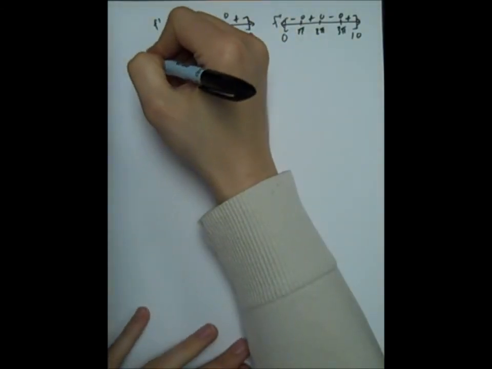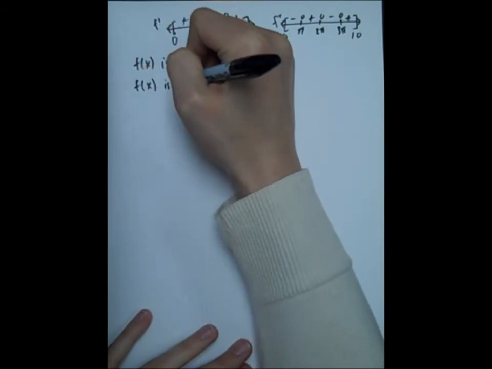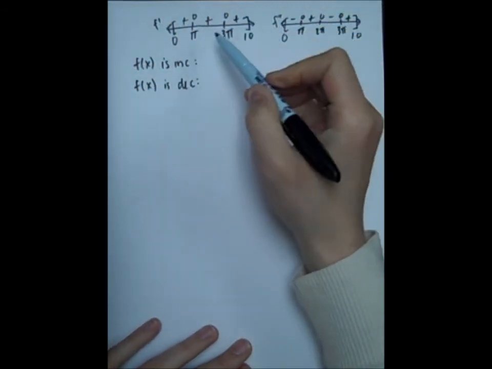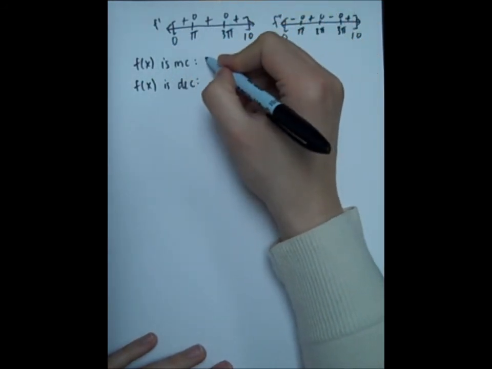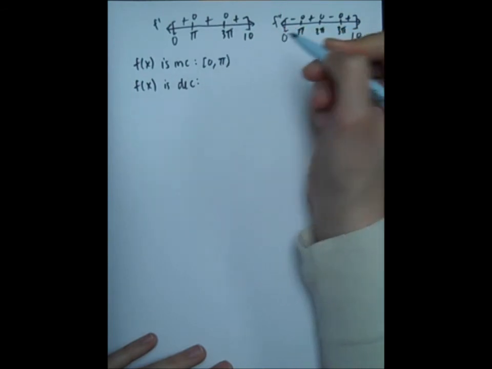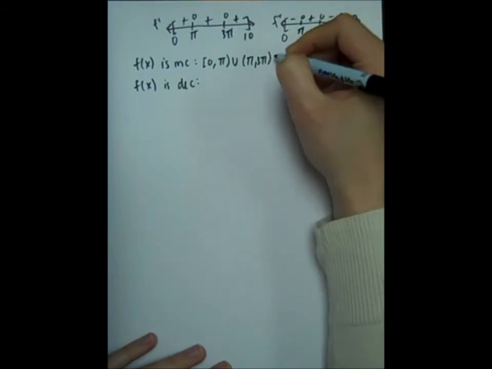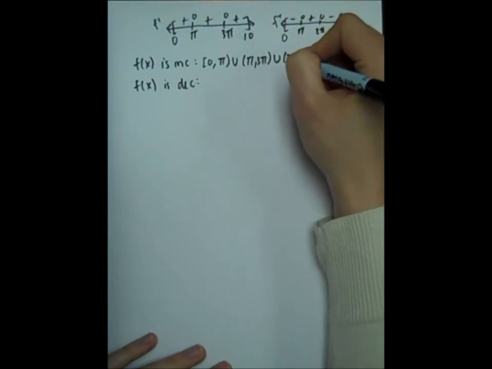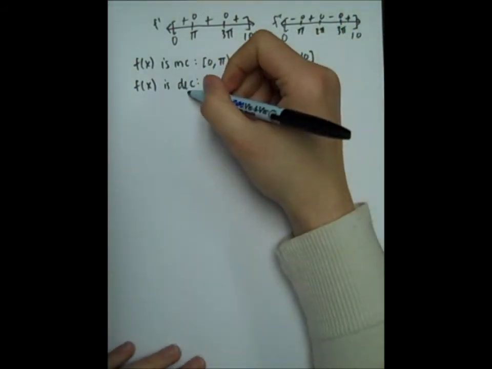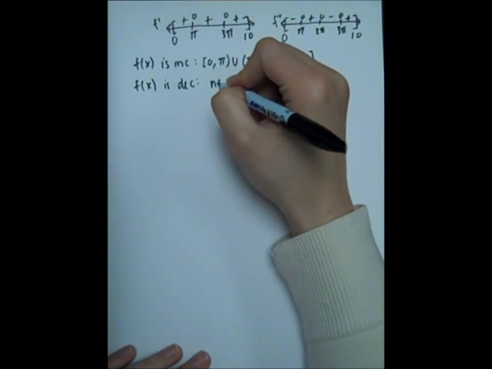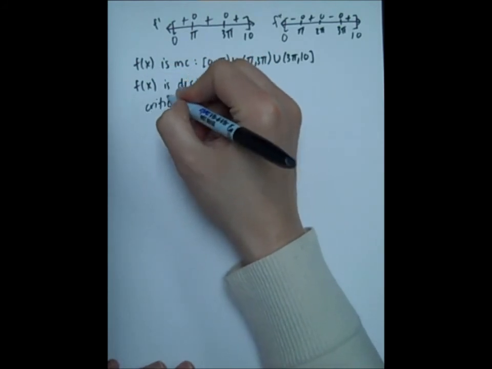Okay, so first, let's look at increasing and decreasing. Increasing means where is the first derivative positive. So f of x is going to be increasing from 0 to pi, not including pi, also from pi to 3 pi, and then again from 3 pi to 10. When is f of x decreasing? Well, this is never negative, so never. What are my critical points, or my critical values?